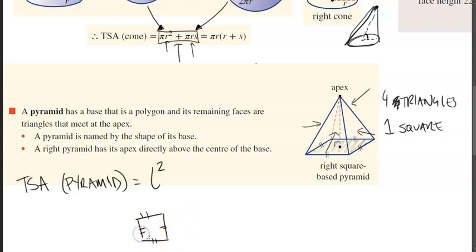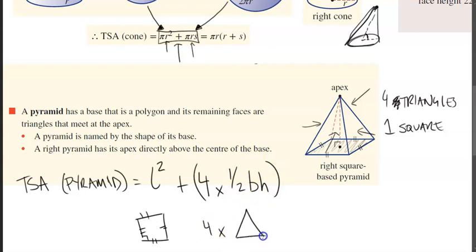L is the length of the square. And we're adding 4 lots, so put this in brackets, of half times base times height, because this is the formula for the area of a triangle, and these are the 4 triangles. So with this formula, give me the length, the base, which is effectively the same as the length, and the height. Give me those pieces of information, I can plug them into the formula and get the total surface area for that shape.